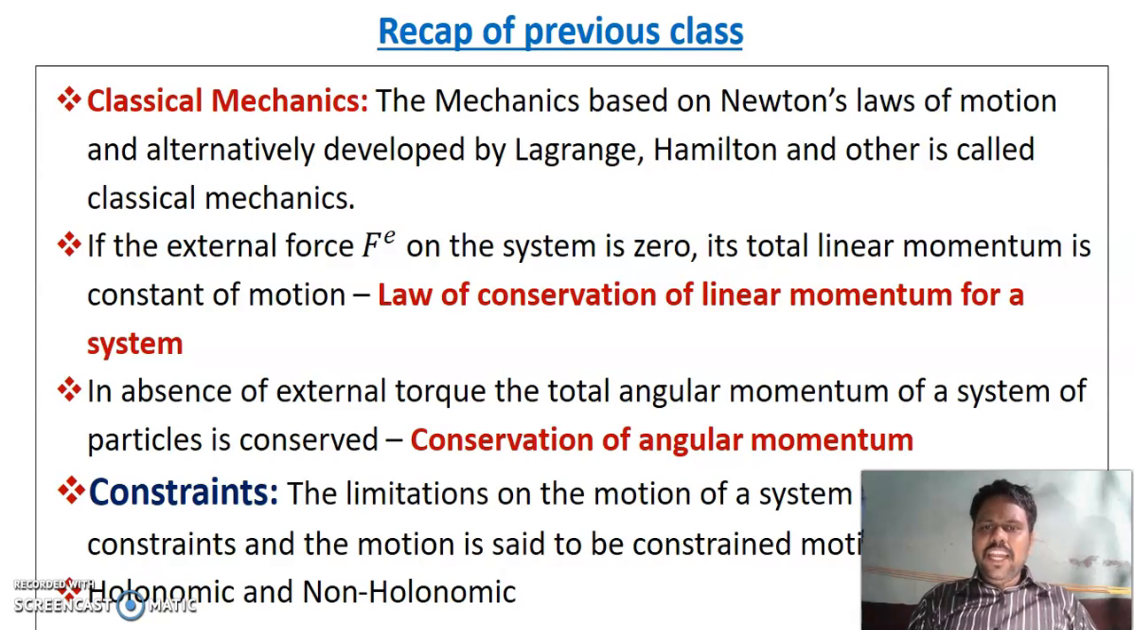Constraints. The limitations on the motion of a system are called constraints, and the motion is said to be a constraint motion. They are classified into holonomic and non-holonomic.